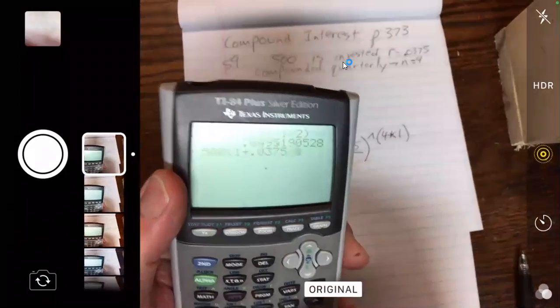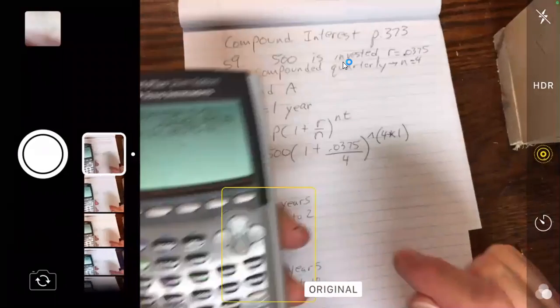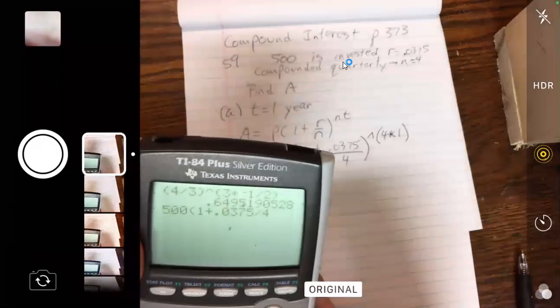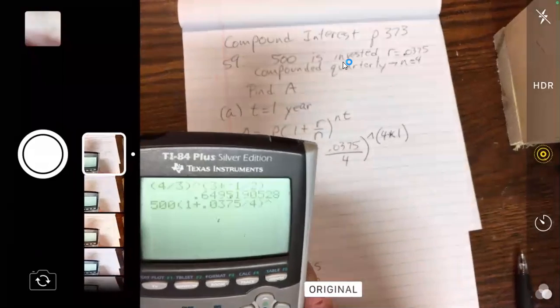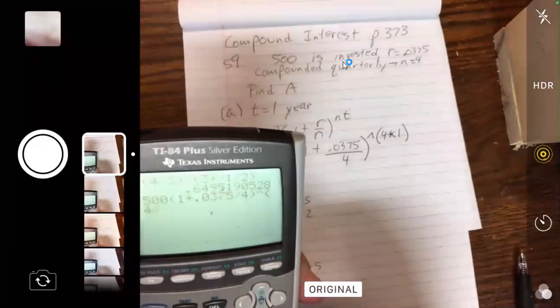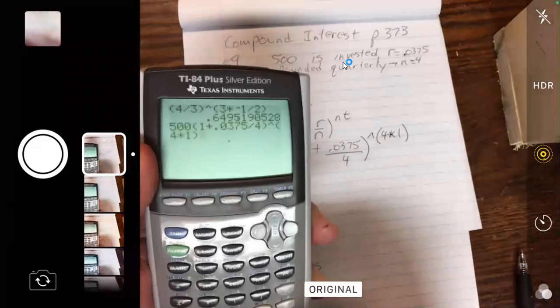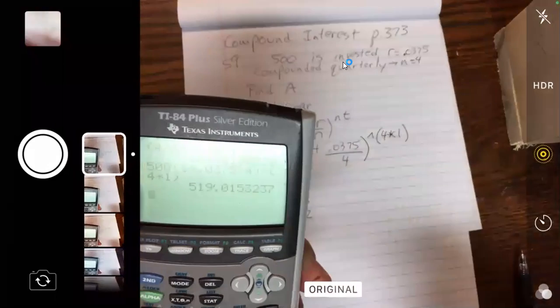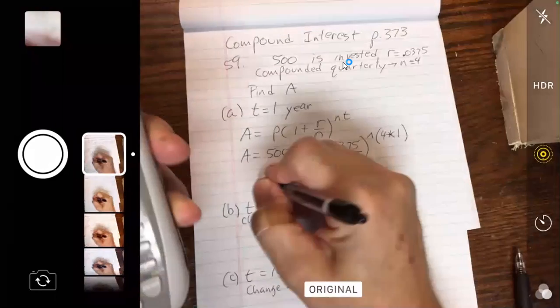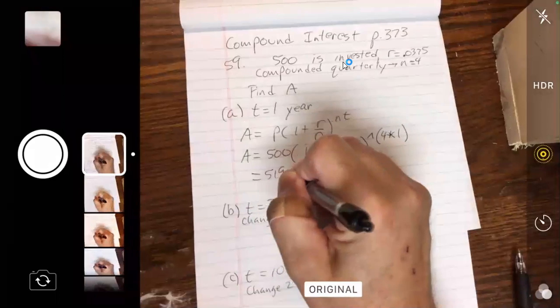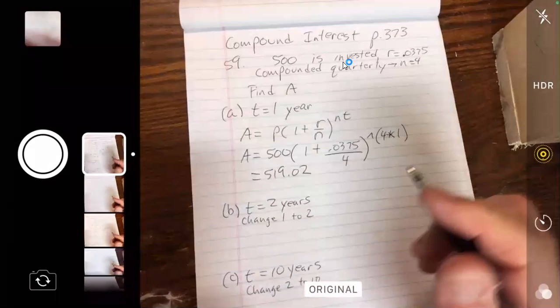Plus 0.0375, and that's divided by 4. Close, and that's raised parentheses 4 times 1. 519.02. In 1 year, you've gained $19.02.